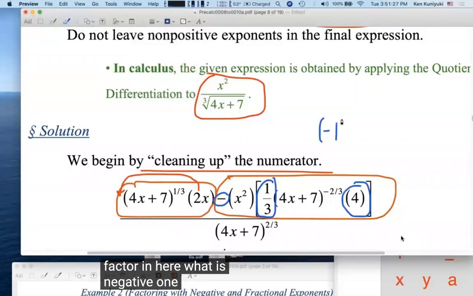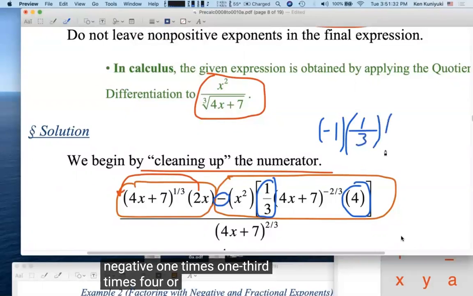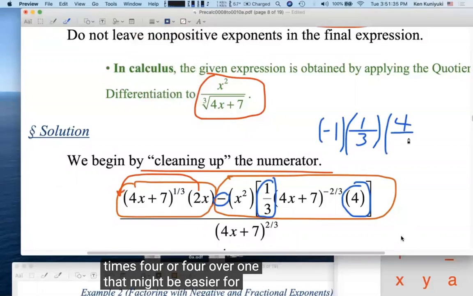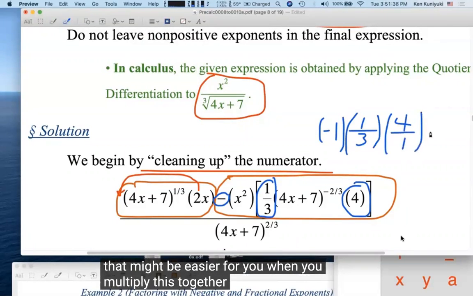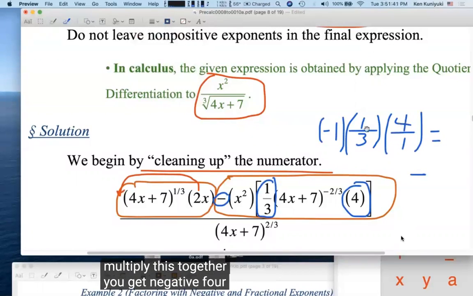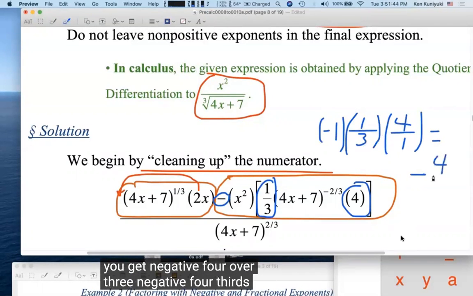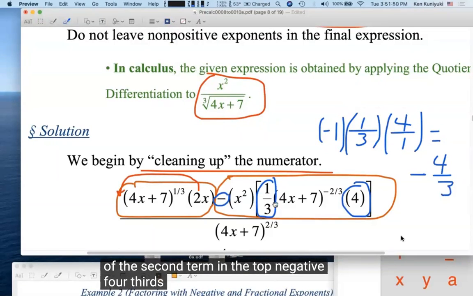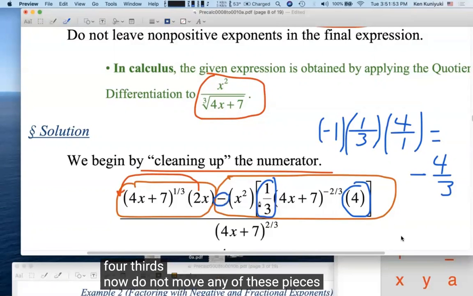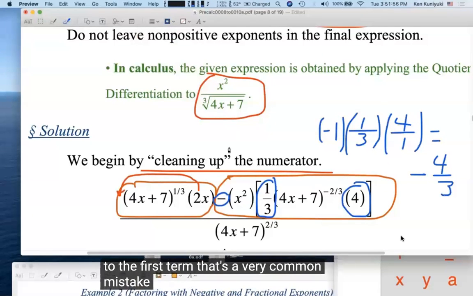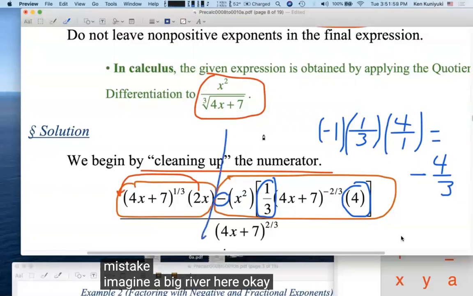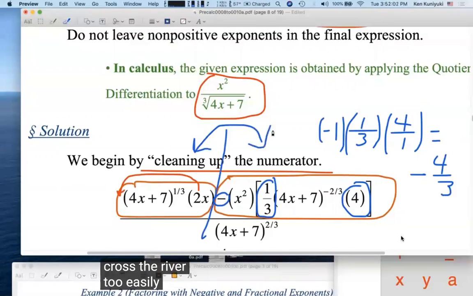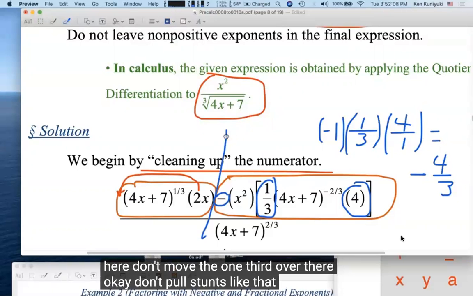What is -1 times 1/3 times 4, or 4 over 1? That might be easier for you. When you multiply this together, you get -4/3. That's the coefficient of the second term in the top, -4/3. Now, do not move any of these pieces over to the first term. That's a very common mistake. Imagine a big river here, okay? Don't cross the river too easily. So don't move the 4 over here, don't move the 1/3 over there.